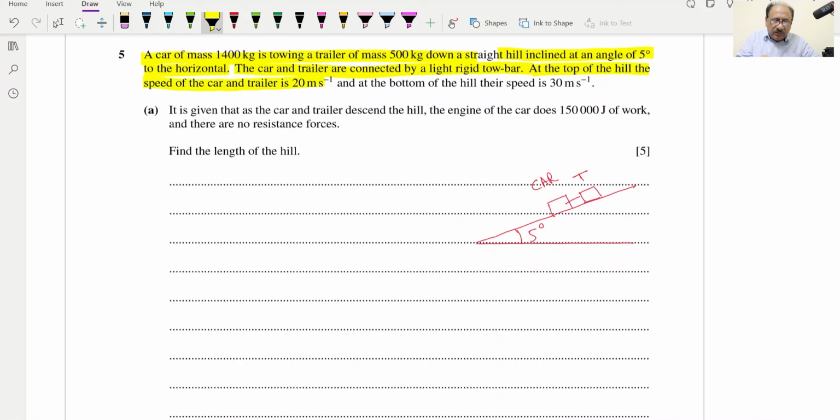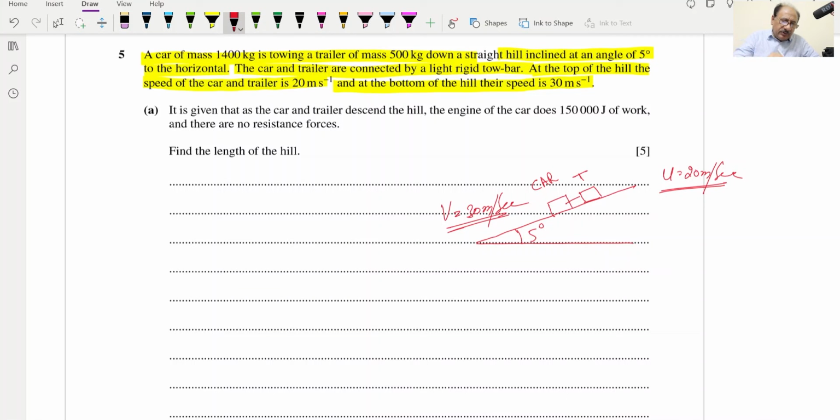Speed of the car and trailer is 20 meter per second. So speed is 20 meter per second, so u is equal to 20 meter per second, and at the bottom of the hill the car speed is 30 meters per second. So at the bottom, final velocity is equal to 30 meter per second. This will be at the bottom of the hill.